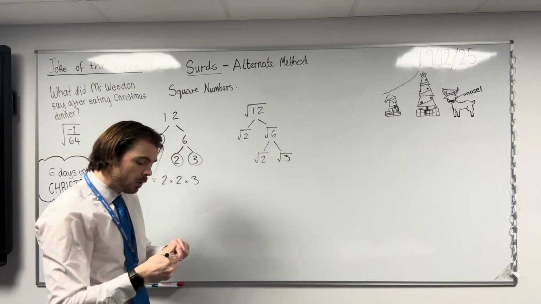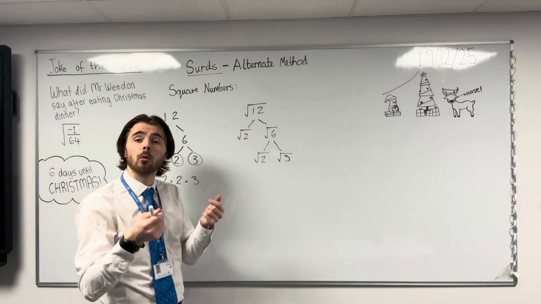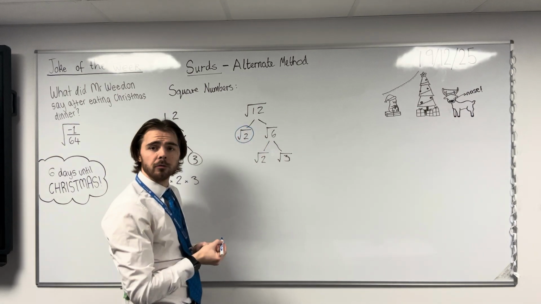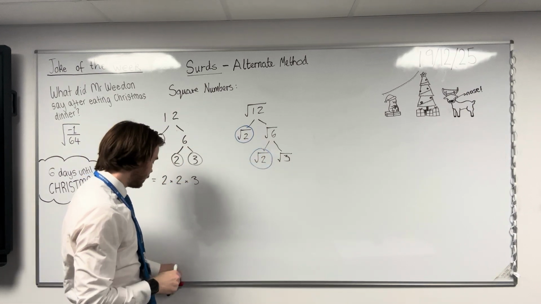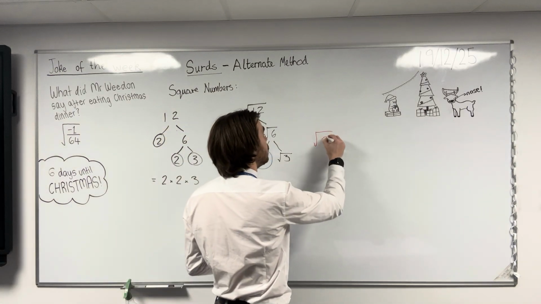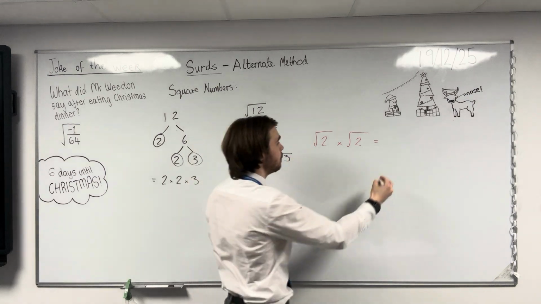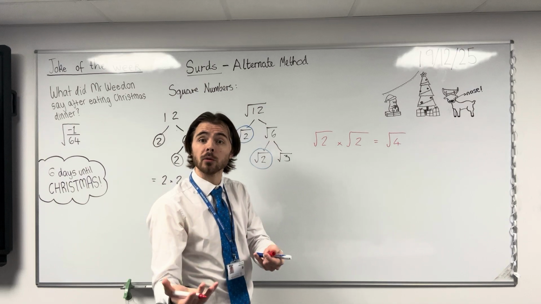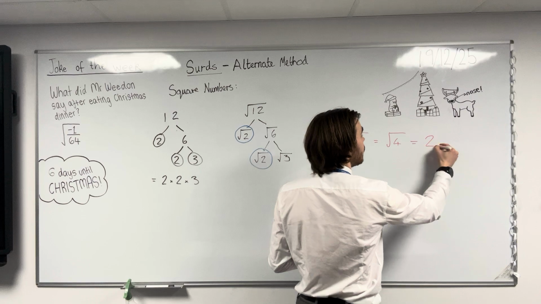Lovely. Now, the only difference here is when we have a surd, we are looking for what we call matching pairs. So I've got square root 2 and I've got square root of 2. The reason we're highlighting this is because when you have a square root multiplied by itself, so root 2 multiplied by root 2, we can combine that back up to be the square root of 4. Now, I'm hoping you all know that the square root of 4 is 2, because 4 is a square number.